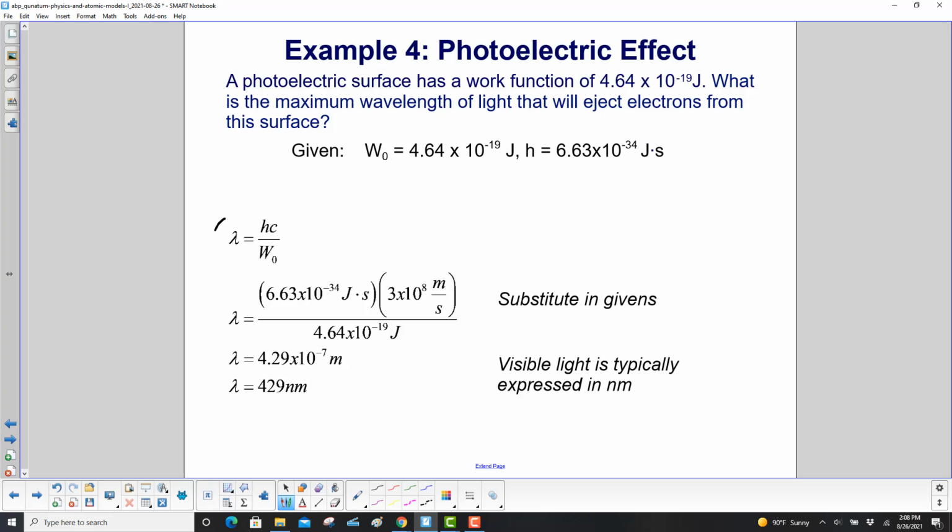We bring our equation over from the previous slide, and then we just substitute in our givens. Planck's constant, the speed of light, 3 times 10 to the 8th meters per second, and here's the work function from our given, and we get lambda is 4.29 times 10 to the minus 7 meters, or in nanometers, 429 nanometers.